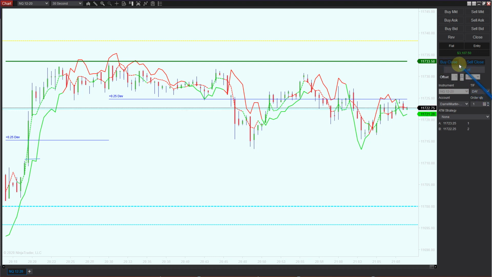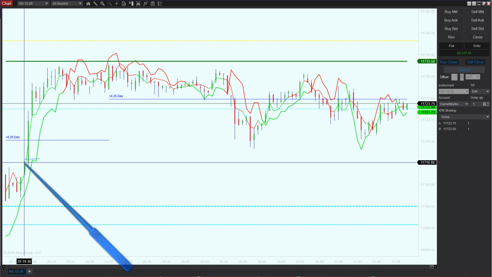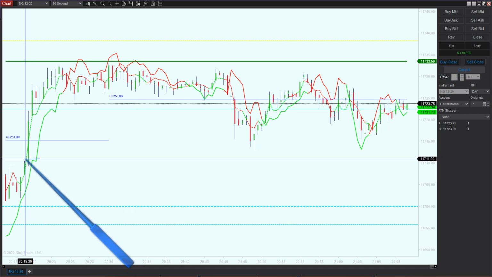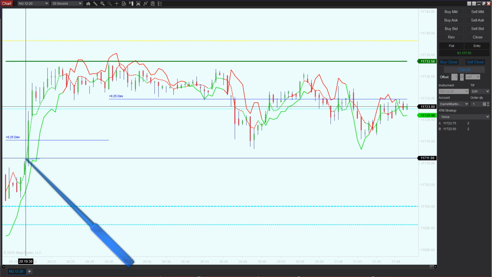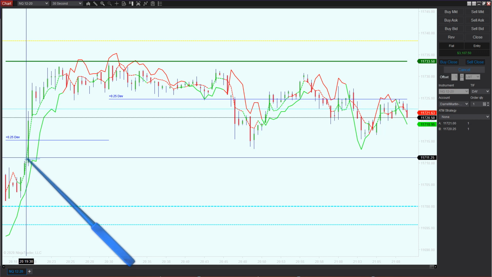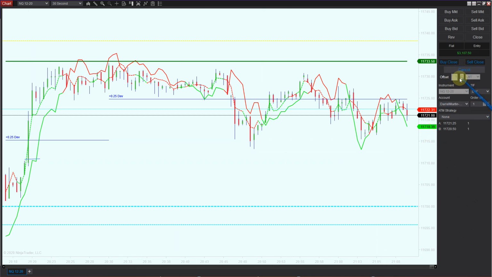So you'll be able to buy close and sell close on the diagnostic charts. You'll be able to use the buy high and sell low on the simplicity charts. But in the meantime, you just use a market, or you put a limit order in if you have time. This actually will allow you to do a limit with an offset.